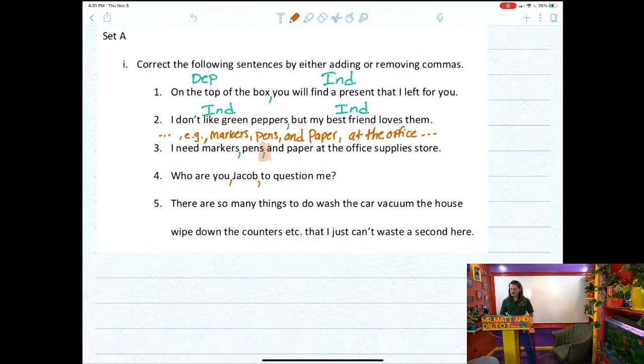And number 5: There are so many things to do, wash the car, vacuum the house, wipe down the counters, etc., that I just can't waste a second here. So there are so many things to do, comma, wash the car, comma, vacuum the house, comma, wipe down the counters, comma, etc., comma, that I just can't waste a second here.